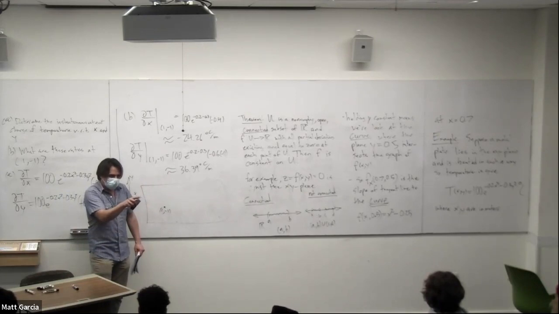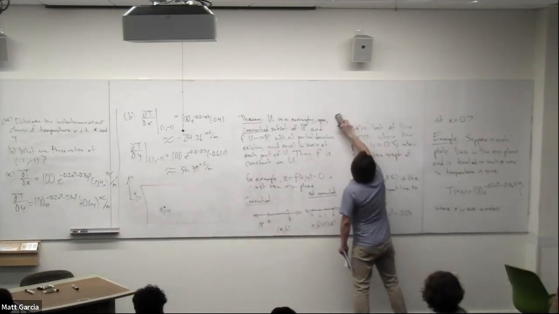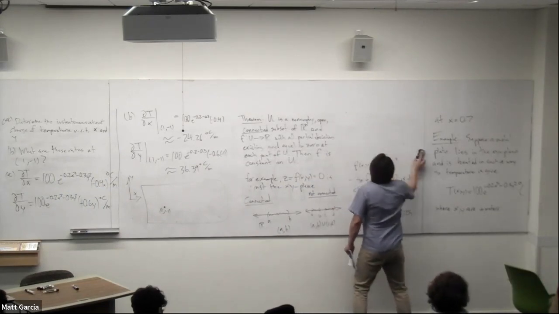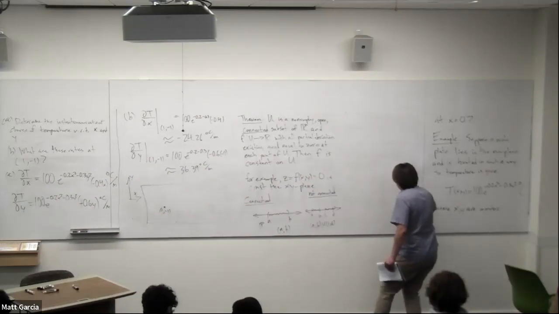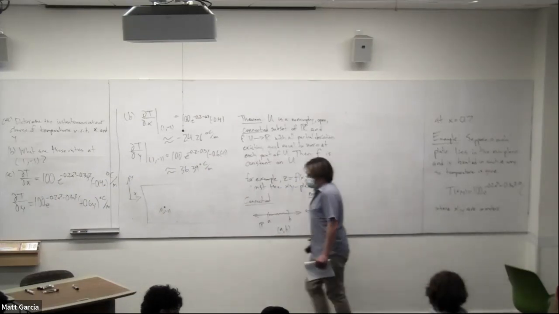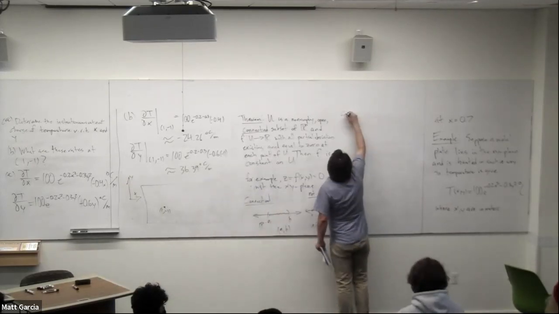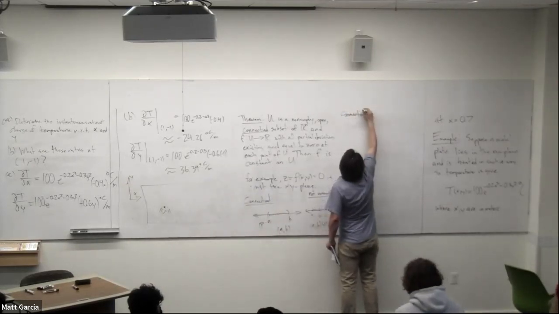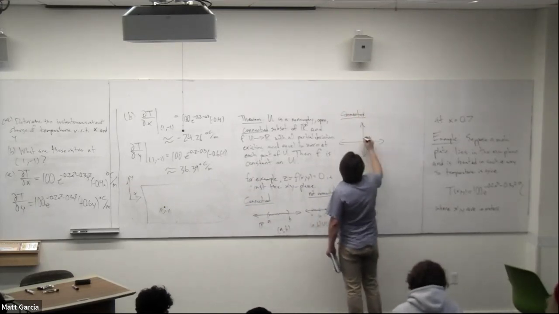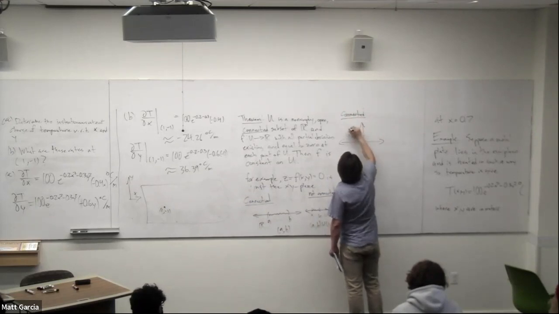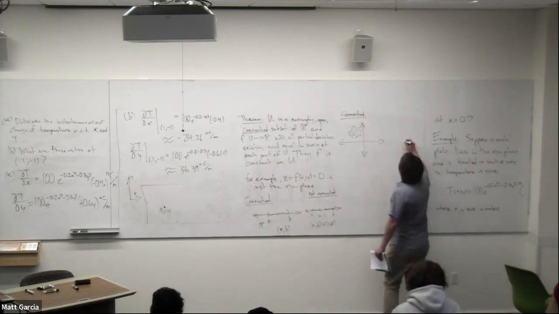So, all right. Let me draw a quick picture in R^2 of the difference between connectedness and non-connectedness. Yeah, our classic example. Here's an open ball. This is connected.